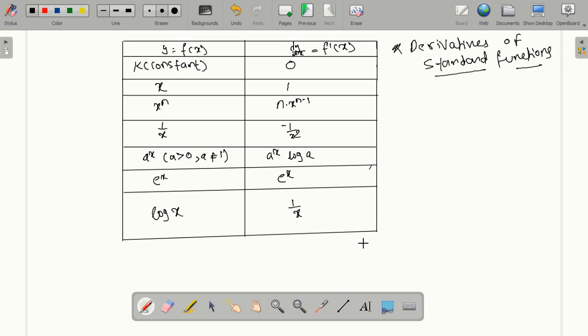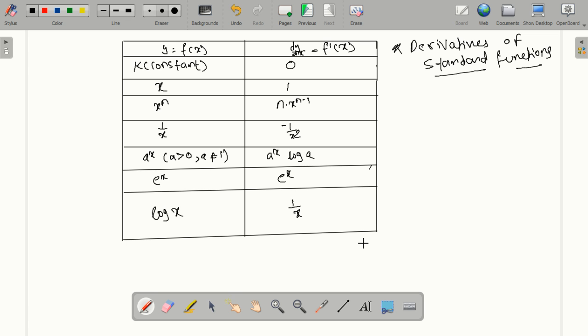What's up, guys? In the last class, we learned what exactly a derivative is and the concept of derivative, right? And we have also seen the derivative from first principle, which is nothing but the definition of a derivative, right? In this class, we are going to see the derivatives of standard functions and some of the rules for differentiation.